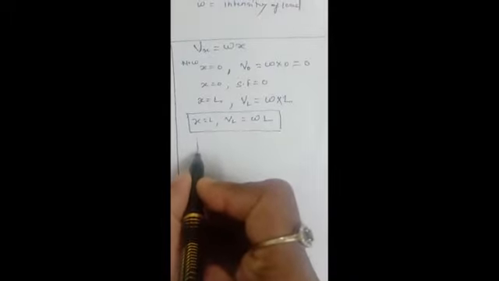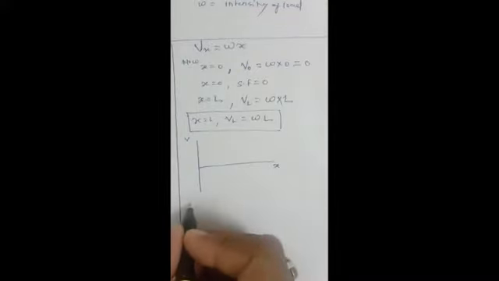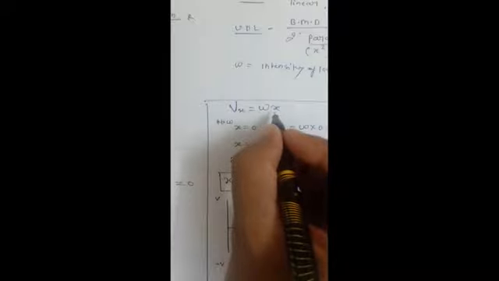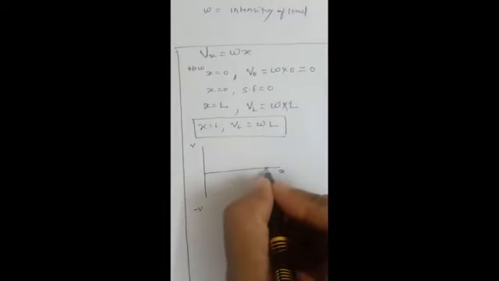If you draw the shear force diagram, we take this span, the length of the span, and denote it as X. This side is the positive shear force, and this side is the negative shear force. Now if you calculate at A, X equals 0, so Vx equals Wx, and the shear force will be 0 at A.